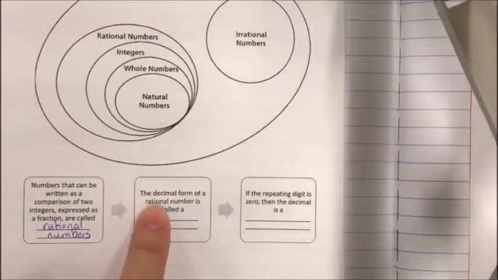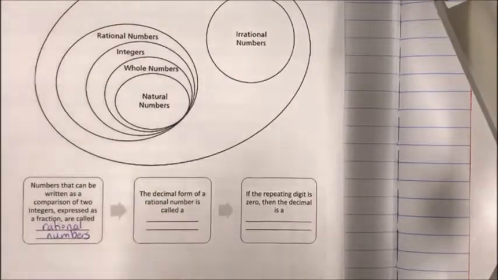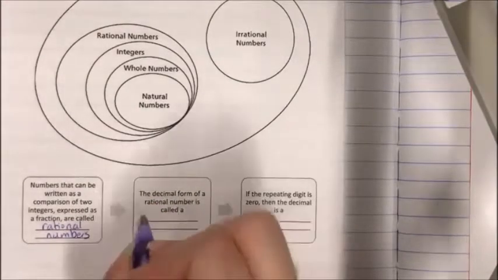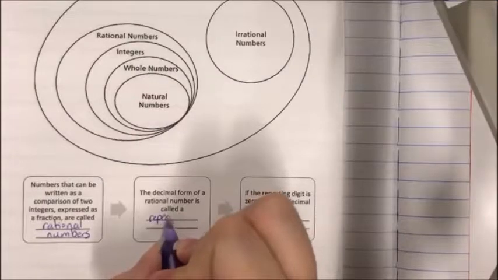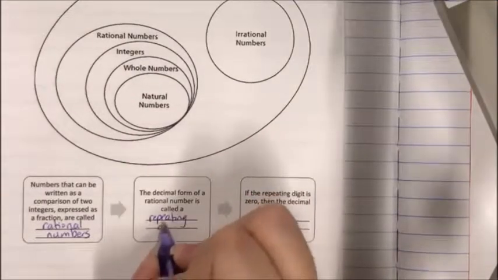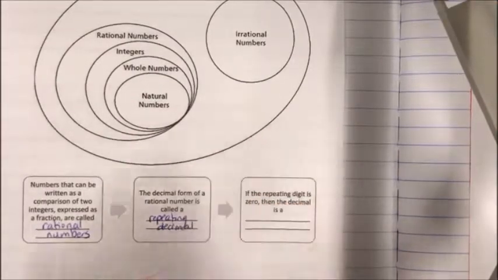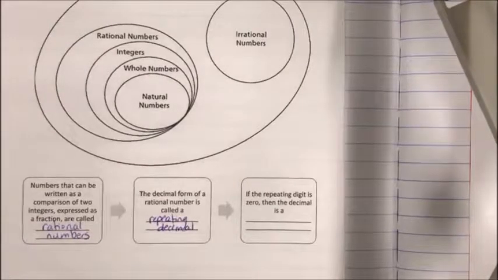Now the next one says the decimal form of a rational number is called a blank blank. You're going to write repeating decimal. Okay. So a repeating decimal is something that goes on forever. It repeats. So like 0.99999 and it goes on forever. That's a repeating decimal. You can also have repeating decimals like 0.020202, or 123, something along those lines.